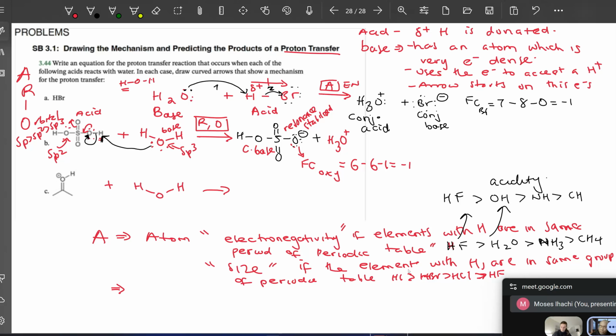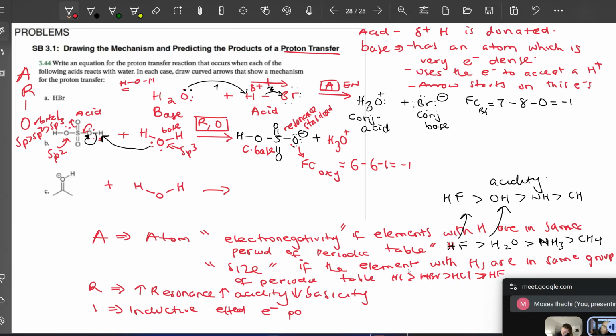Oh, so resonance is just resonance. Yes. So an increase in resonance equals an increase in acidity, but a decrease in basicity. I is inductive effect, which is just electron pull through bond. I'll give you an example.